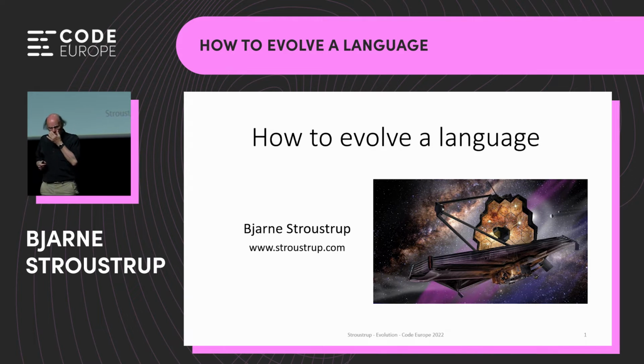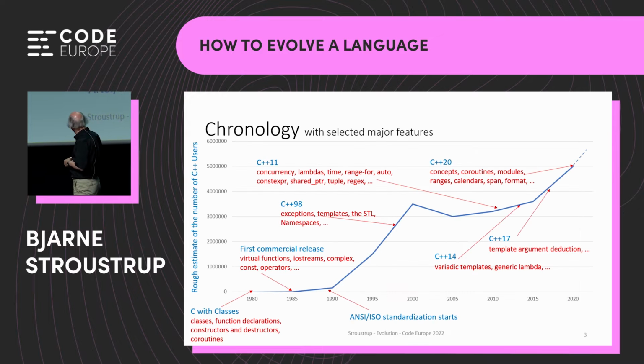Usually I give talks about what features C++ has and how they can be used well, and a bit about why they're there. Today is a little bit different. I'm going to talk about the design principles, design ideas, that have guided the evolution of the language, and how it came about to the state we have today.